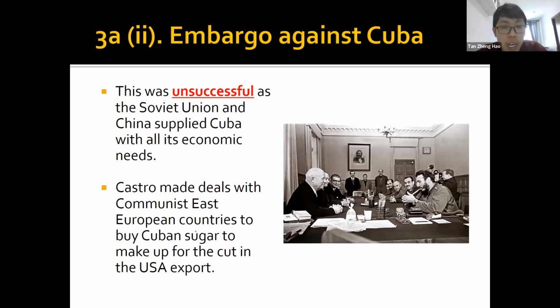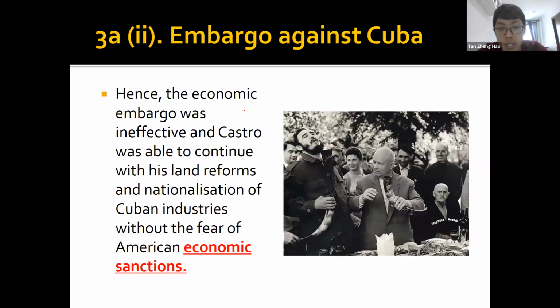However, it was a bit unsuccessful because, like I said just now, Cuba was starting to be less reliant on America. China and the Soviet Union were able to supply the new things that Cuba needed. It resulted in the failure of the embargo, basically. All right, so the embargo was not very effective.